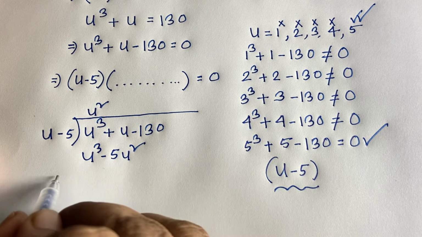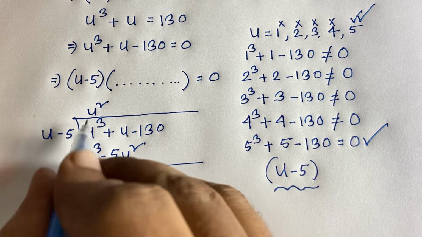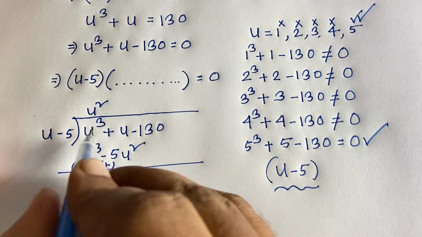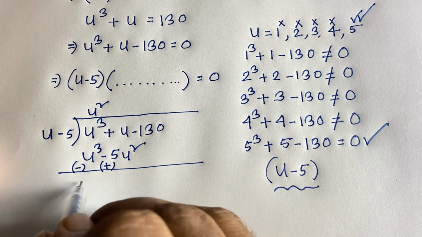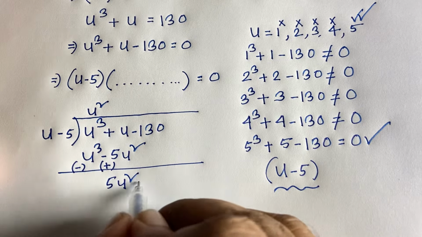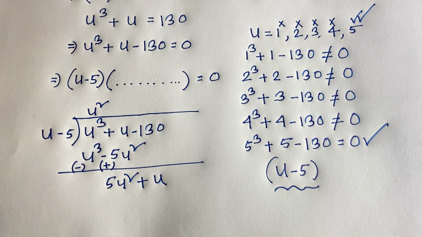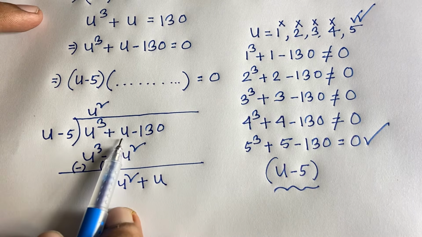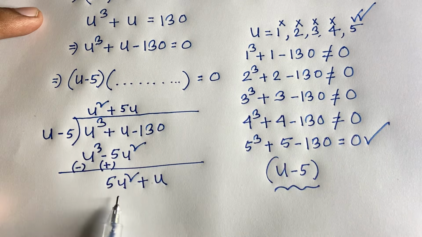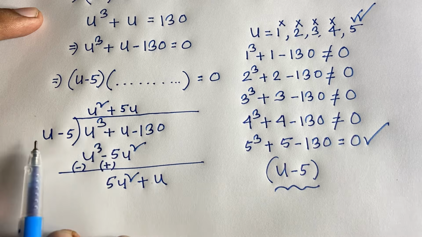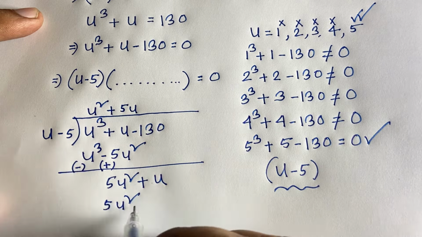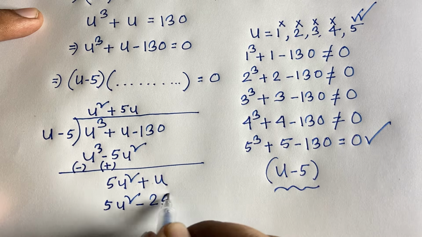Now if I subtract, according to these rules, you know that here is minus and this is plus, I just change the sign, so this cancels and we find 0. In this expression we find 5u square plus u. Now I take 5u, because of that 5u square. So 5u times u will be 5u square, and 5u times 5 will be 25u.